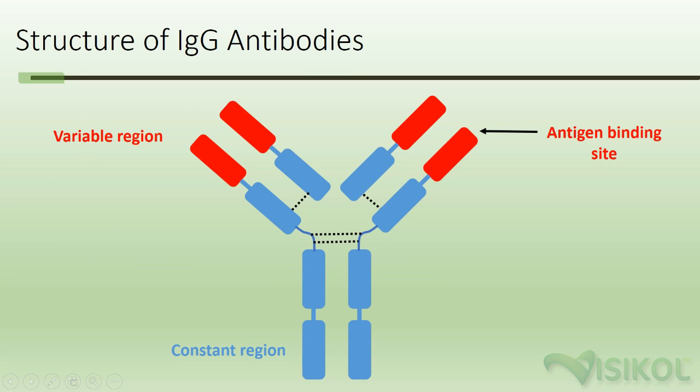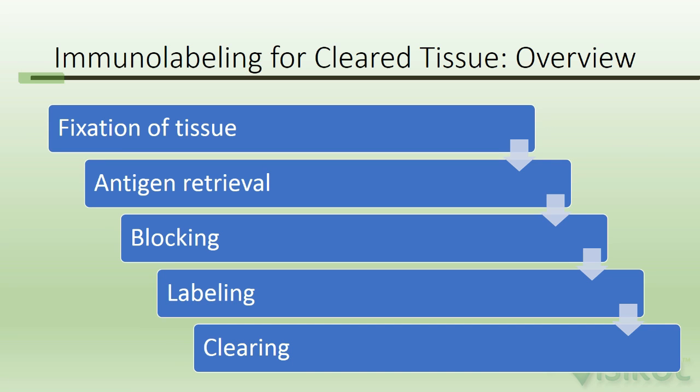In this slide, you see the structure of IgG antibodies. You can see here we have a variable region, an antigen binding site, as well as the constant region, which is the same for all IgG molecules. Immunolabeling for clear tissue, an overview. Immunolabeling requires 5 steps: fixation of tissue, antigen retrieval, blocking, labeling, and clearing.